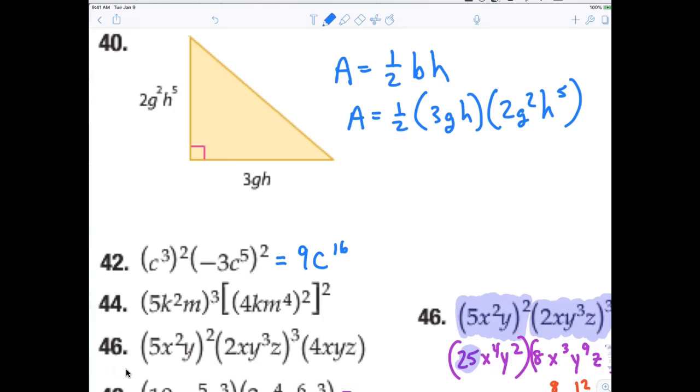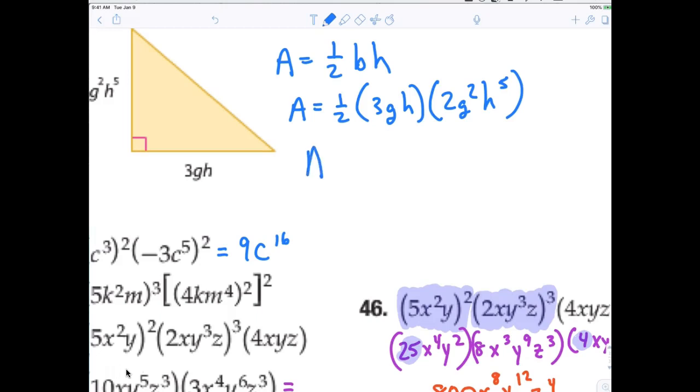We'll let Hanson tell me the answer to this. Whenever you're ready, Hanson. Just tell me the answer to the numbers. If I said what's half of 3 times 2, you better be able to tell me what that is. 3. Thank you. G to the third. Thank you. And h to the 6th. Yeah, buddy, that's not that hard. Come on. Anybody have any issues with that?